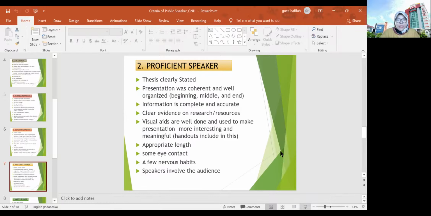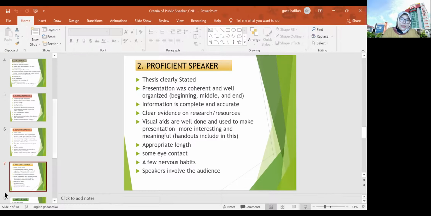Appropriate length of speaking. Some eye contact, so you manage eye contact with the audience, even though a few nervous habits. Like I told you before, nervousness and anxiety in a very little degree is still okay. And the speaker involves the audience. So please remember that audience engagement is a very important thing in public speaking.